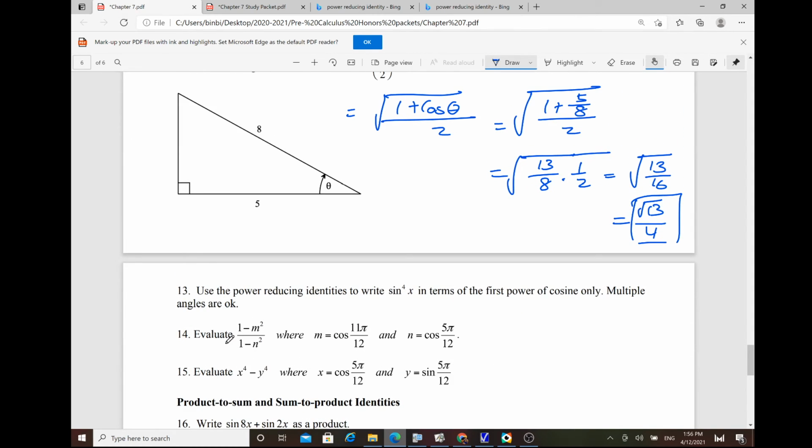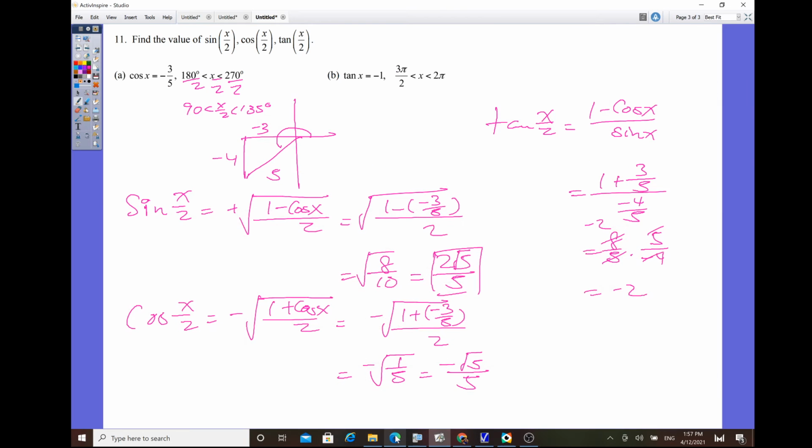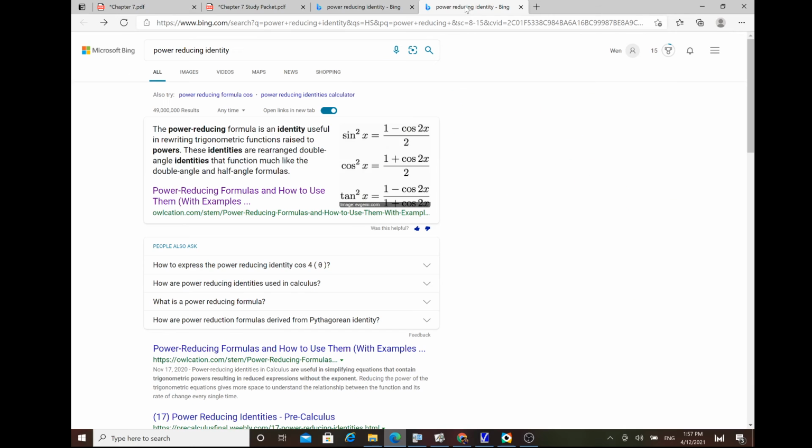And this one might be considered brand new stuff. Use the power reducing identity to write sine of x to the 4th power in terms of the first power of cosine only. So multiple angles are okay. Okay, so let's talk about the power reducing identity. So for the power reducing identity, we do have the following. Okay, so let's take a look at that.